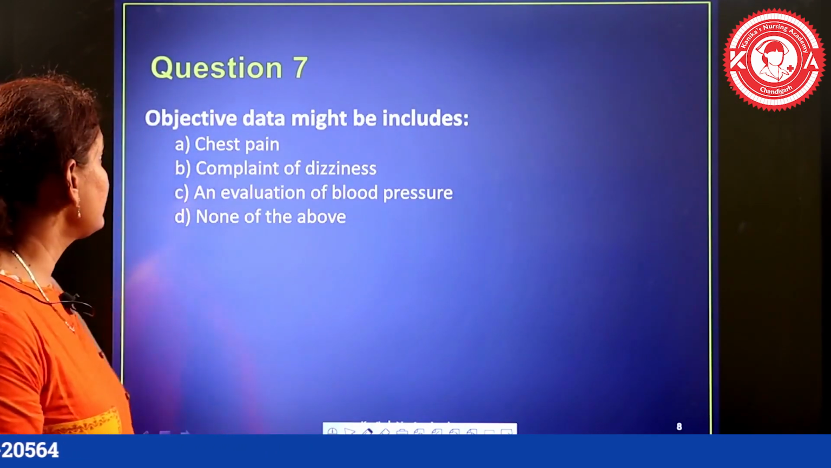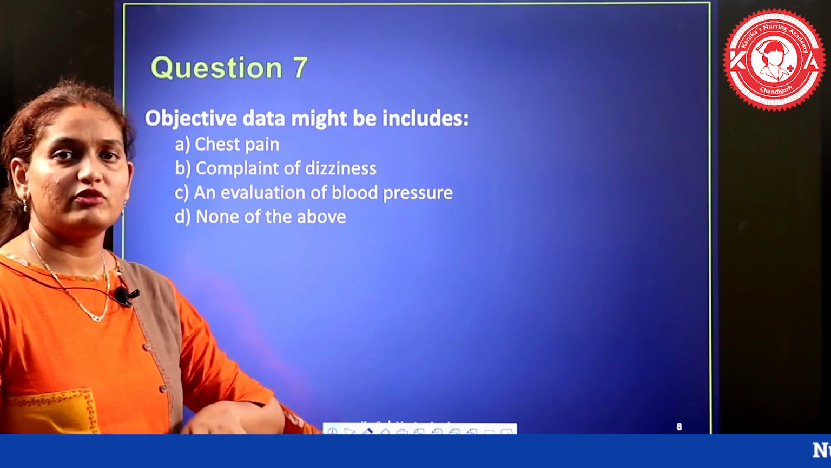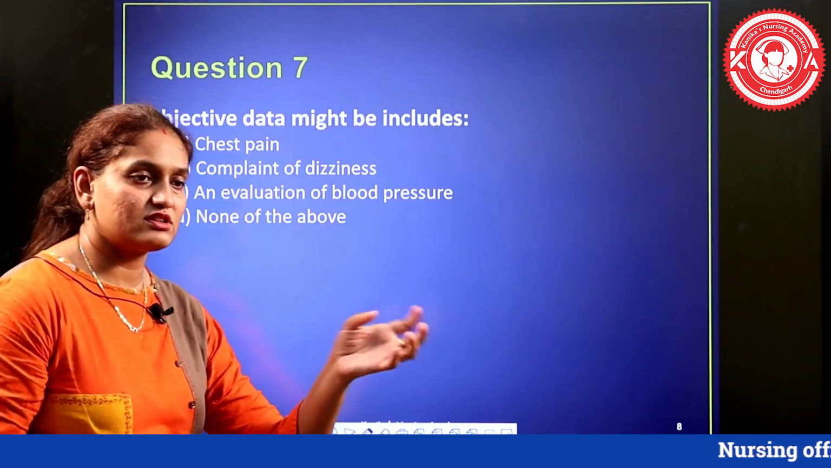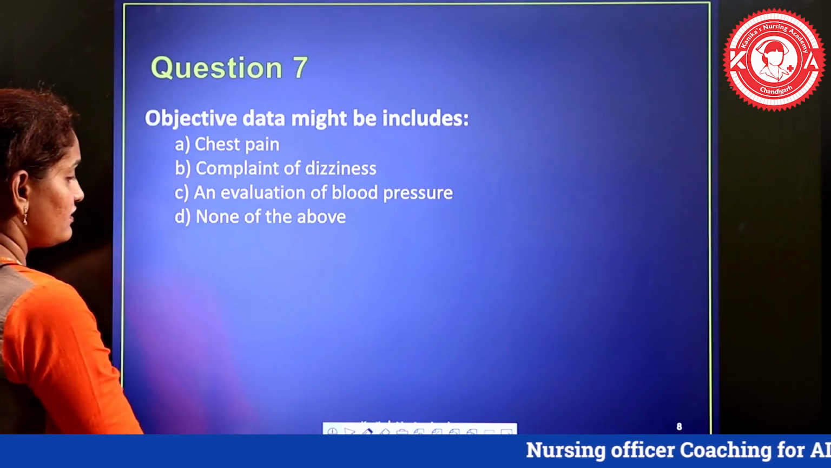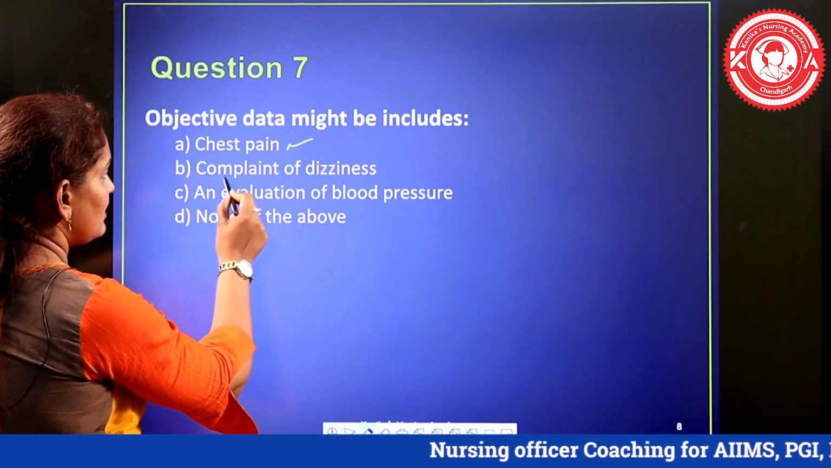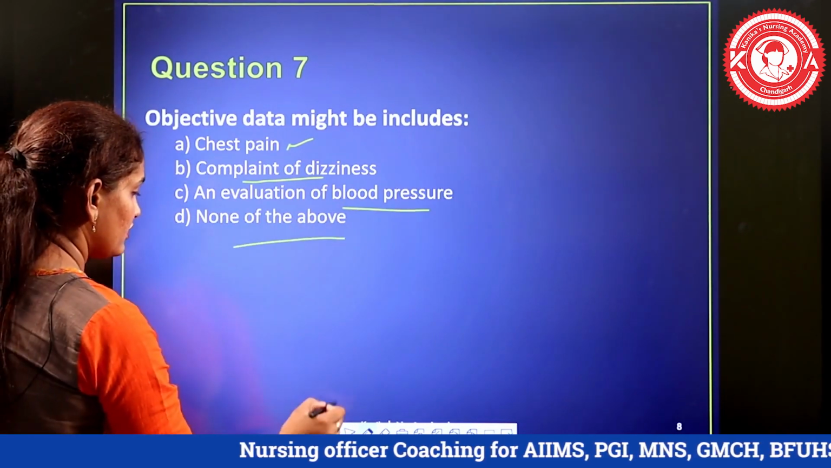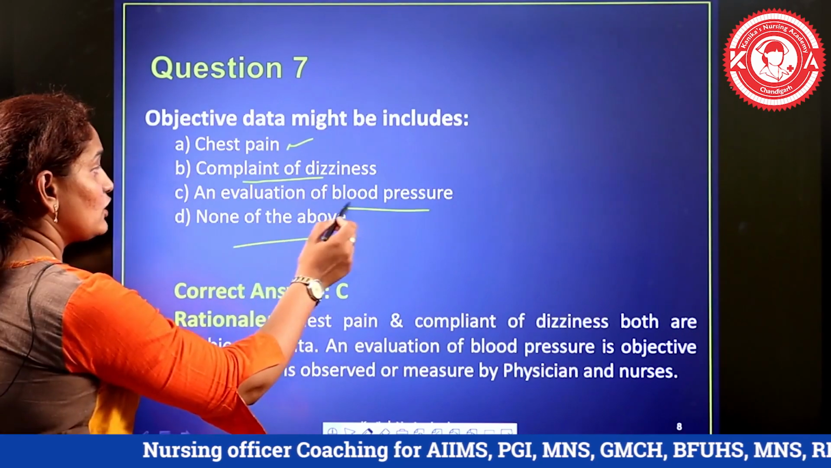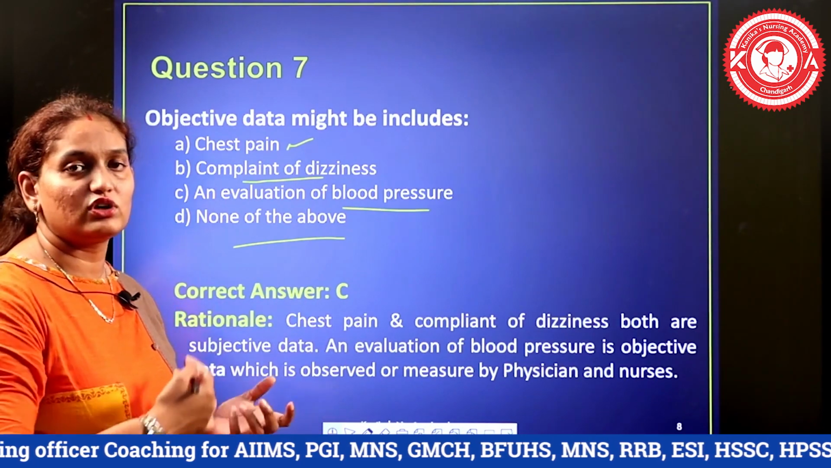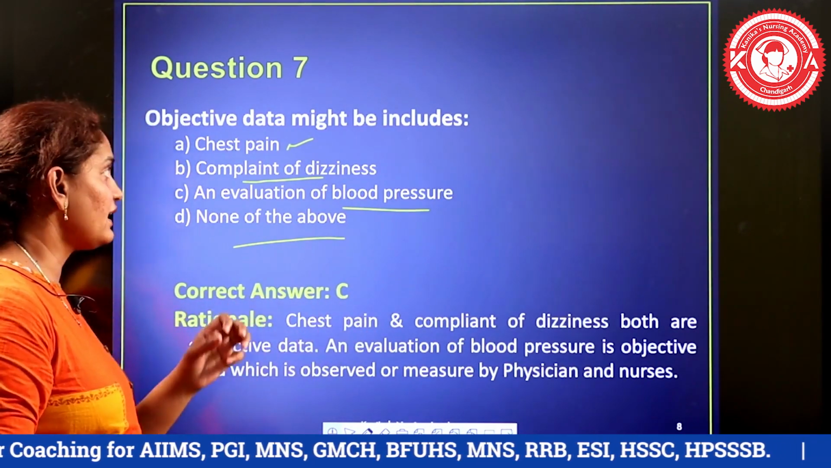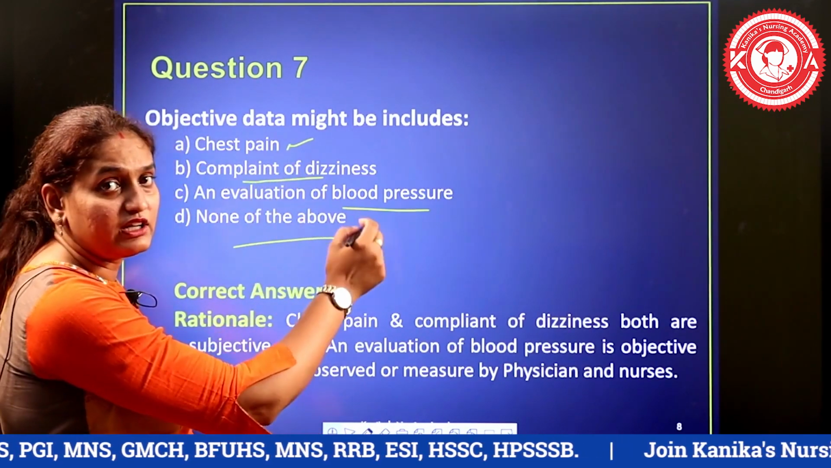Next, question number 7: objective data might include what? In assessment we have subjective and objective assessment. Subjective is something which the patient says, I am having, and objective is something which we observe. Here we have chest pain, complaint of dizziness, evaluation of blood pressure, or none of the above. The answer is C, evaluation of blood pressure, which is an objective assessment. We will be observing or taking the measurement. It is not the patient telling that my blood pressure is that. So the correct answer is evaluation of blood pressure, which is objective assessment data.